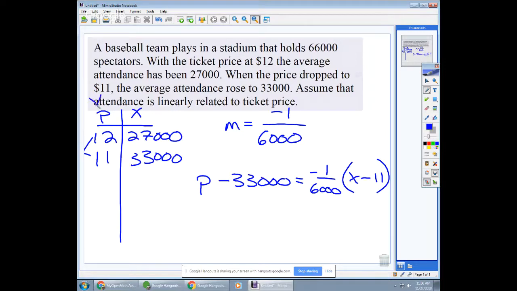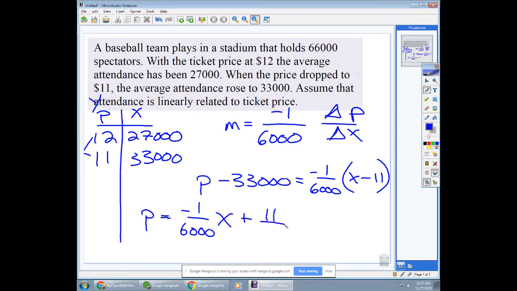So here I'm letting p be my y value. I just put the columns in the wrong order initially. So change in y is, if we drop the price $1, attendance goes up 6,000. So that's my slope here. Again, this is change in price over change in attendance. So that means my equation for the price, cleaning that up a little bit, is negative 1 over 6,000 times x plus 11 over 6,000 plus 33,000 when I bring everything to one side.